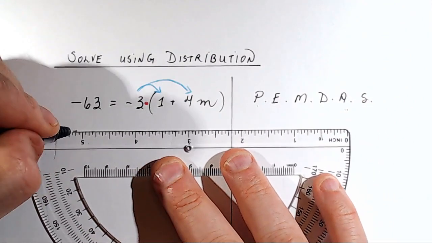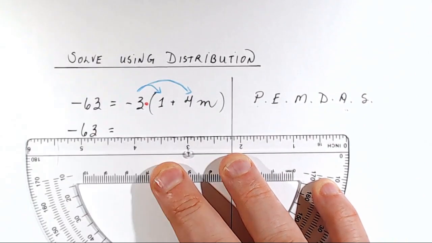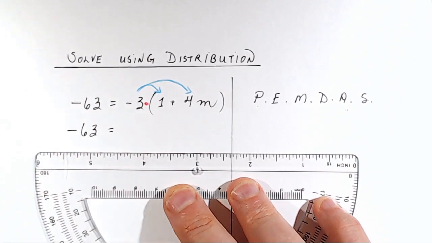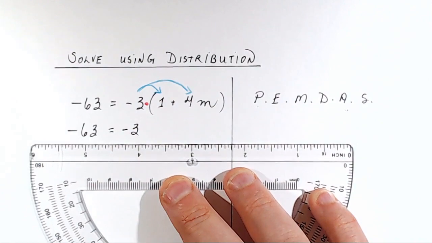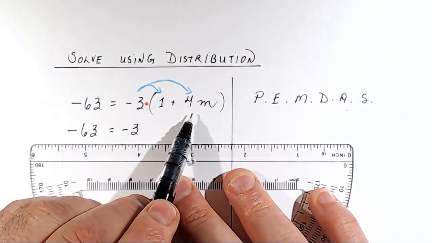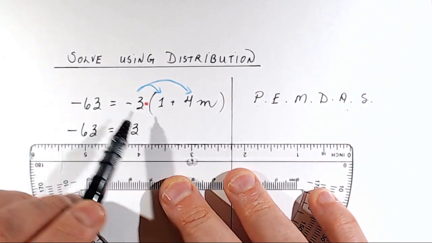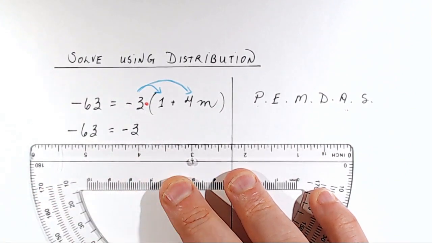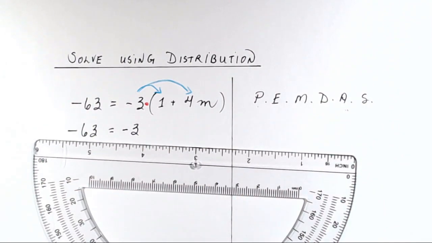So on the left, I'll just rewrite negative 63 because we didn't do anything to the left side of the equation. And now on the right, I'll multiply negative 3 times 1. Negative 3 times 1 is negative 3. So I'll write negative 3. Now, negative 3 times 4m. Well, what do we do with that? Well, we multiply negative 3 times 4, which gives us negative 12. And then the m comes along for the ride, okay?